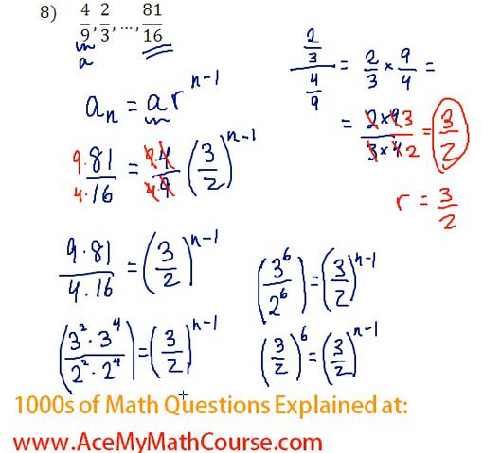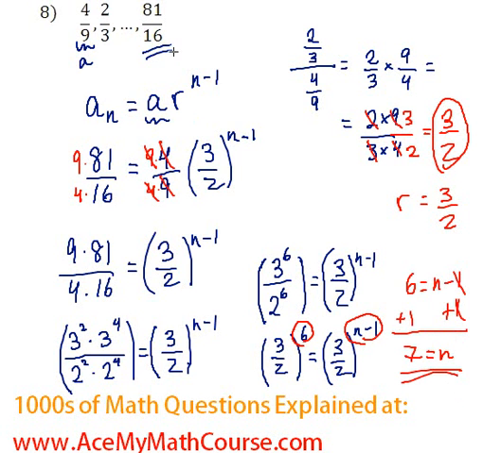And now look at this. We have the same base, which is 3 over 2. So that must mean that 6 is equal to n minus 1, since 3 over 2 is equal to 3 over 2. So 6 equals n minus 1, so I can just add 1 to both sides of the equation. And 6 plus 1 is 7. So this is the 7th term of this geometric sequence, and that's what we wanted to find out. So we're done.